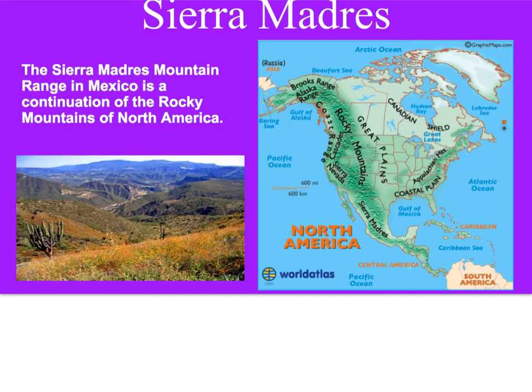All right, so during our last unit, we learned about the Rocky Mountains. We learned that the Rocky Mountains are a major mountain range in the United States that continue up into Canada. But they also continue south into Mexico. And once they hit Mexico, they become known as the Sierra Madres Mountains.